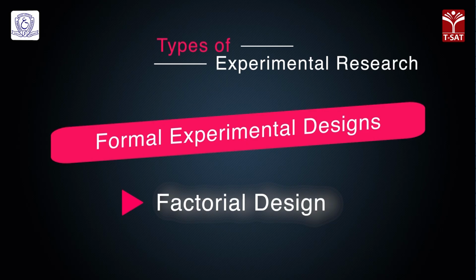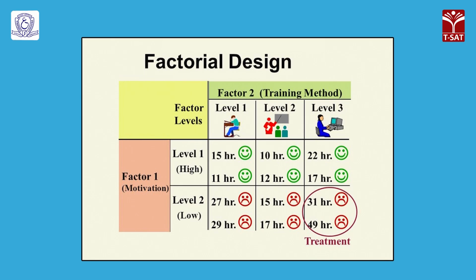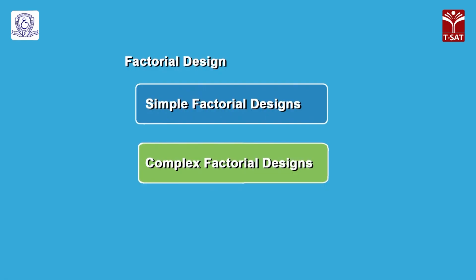Another method is the factorial design. A factorial design is one where two or more variables are manipulated simultaneously in order to study the independent effect of each variable on the dependent variable as well as the effects due to interaction among the several variables. Factorial designs are also of two types. They are simple factorial design and the complex factorial design.